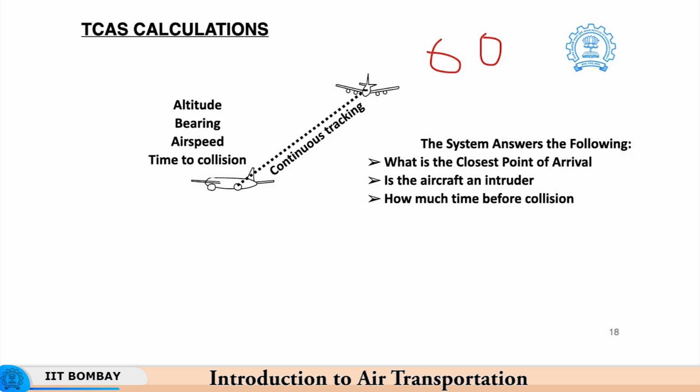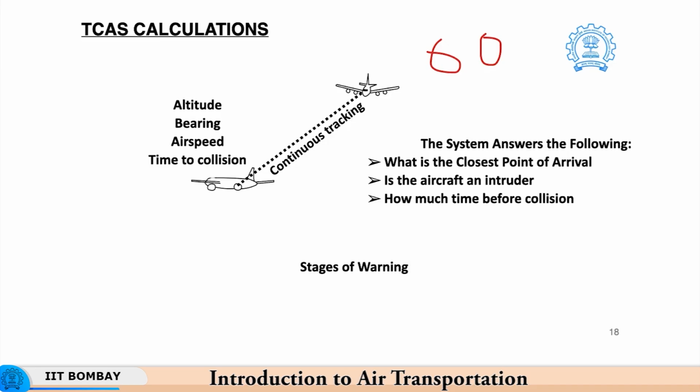The second question it wants to ask is: is that aircraft an intruder? When we talk about an intruder, that means whether the aircraft would be intersecting with the route of the traffic aircraft when the CPA point is achieved. The third and the most important question related to the TCAS system is: at what time will such a collision actually happen?